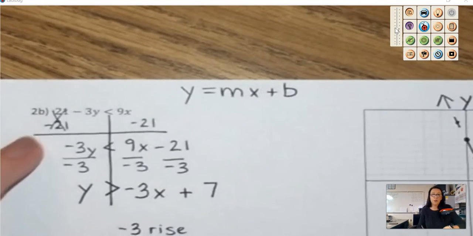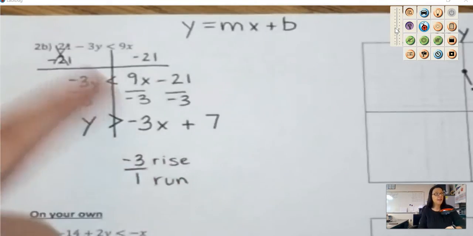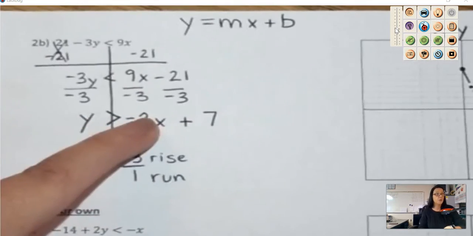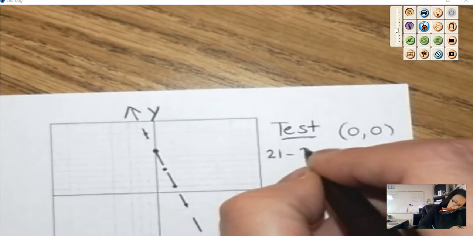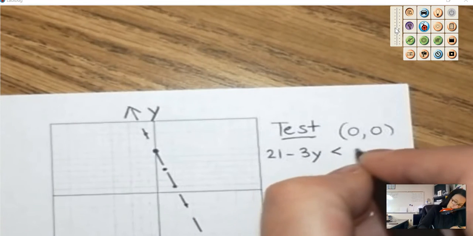Always use your original equation, just in case you made any mistakes to get to this one. I always say use that original one. So use 21 minus 3y is less than 9x.